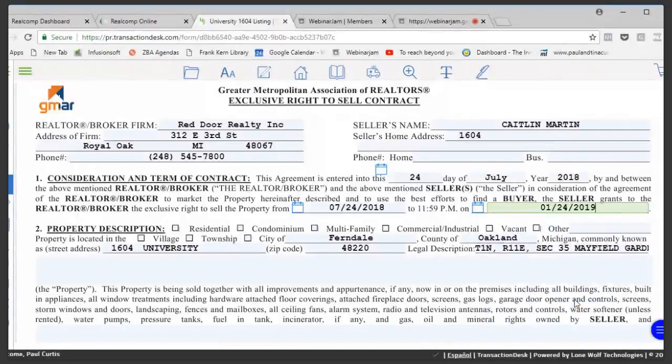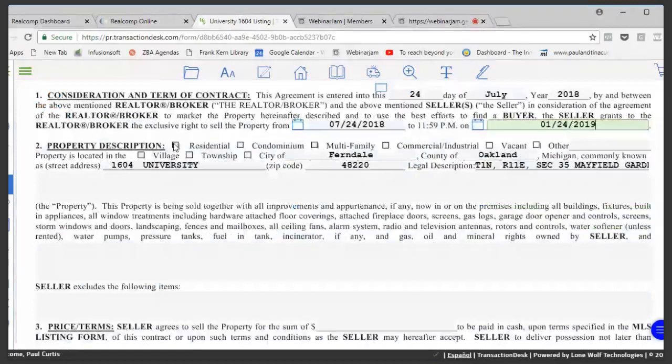Then we've got our property description. In this case, this is a residential property, but as you can see, there's condominium, multifamily, etc. It is located in the city of Ferndale, county of Oakland, etc., etc.